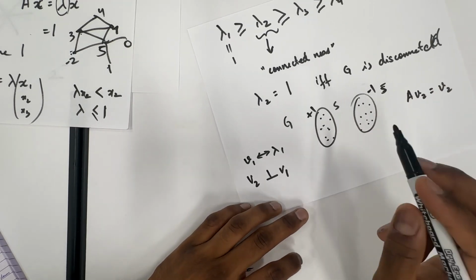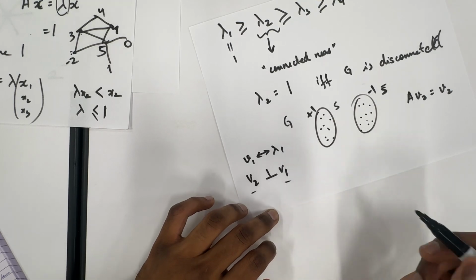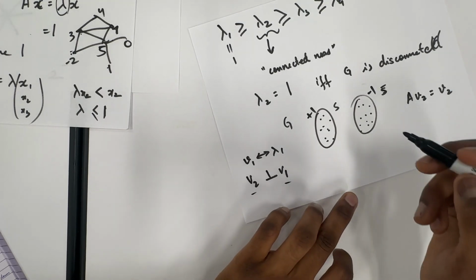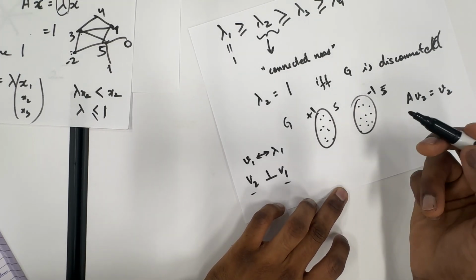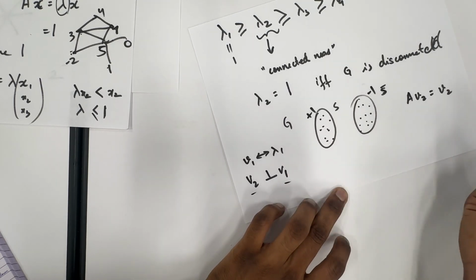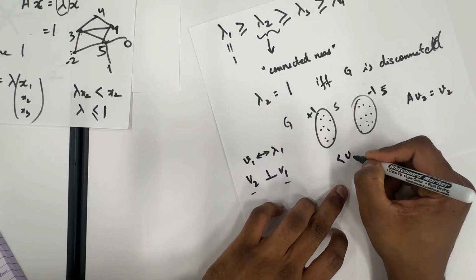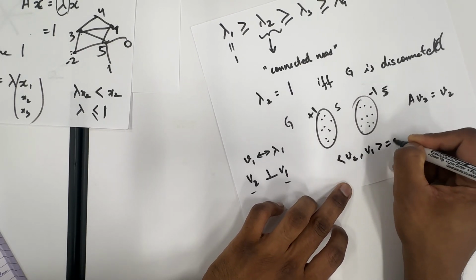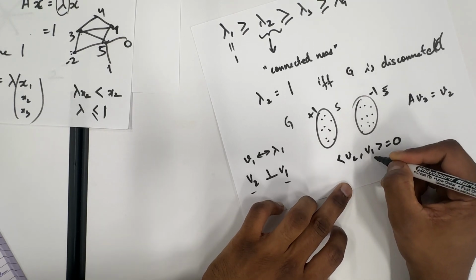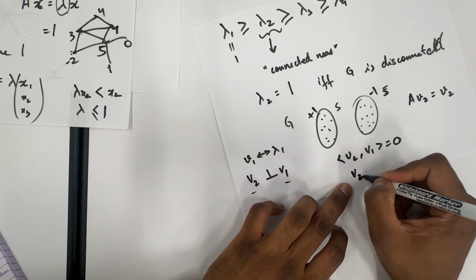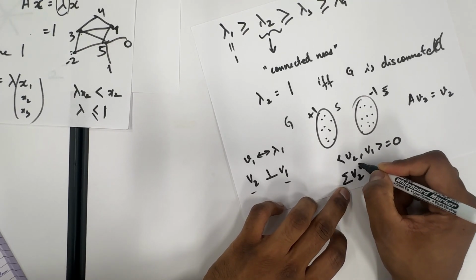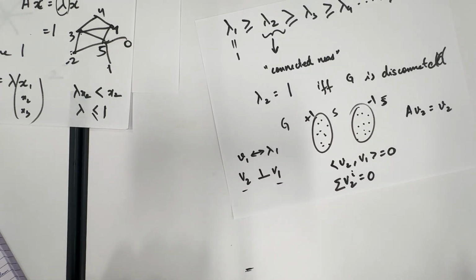However, we also want to ensure that V2 is perpendicular to V1. So how can we do that? What does V2 perpendicular to V1 mean? That means the inner product of V2 with V1 has to be 0. Well, V1 was a vector of all ones. That means the sum of all elements of V2 has to be 0. So how do we ensure that?